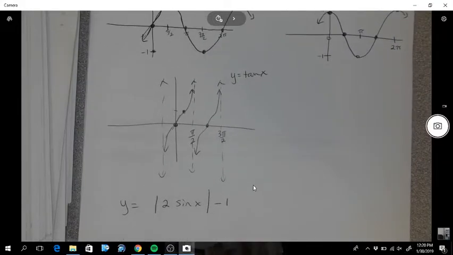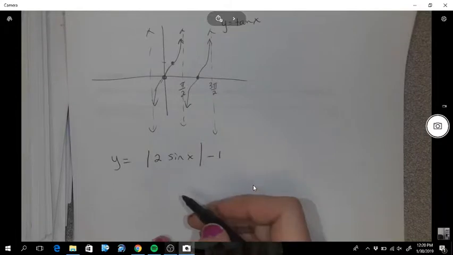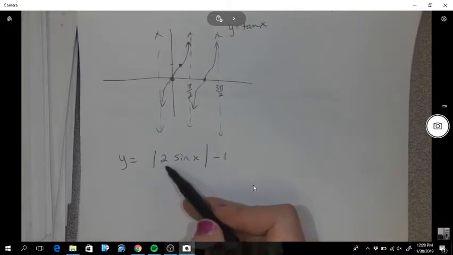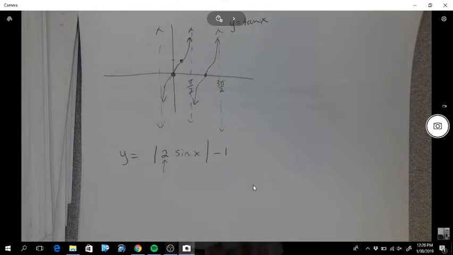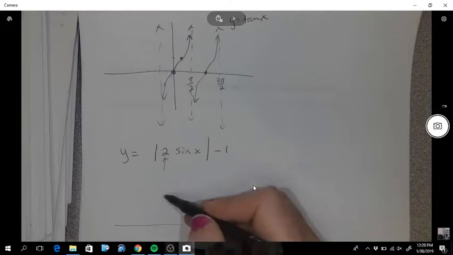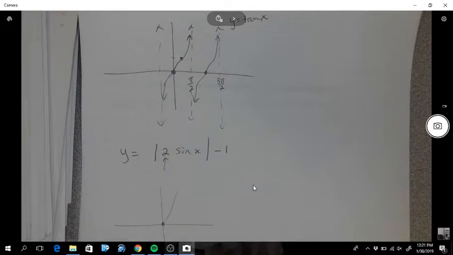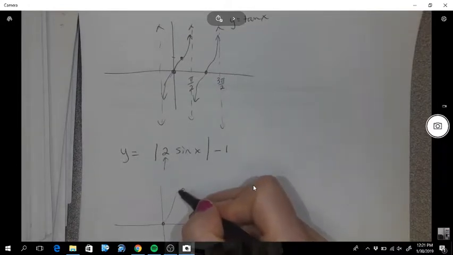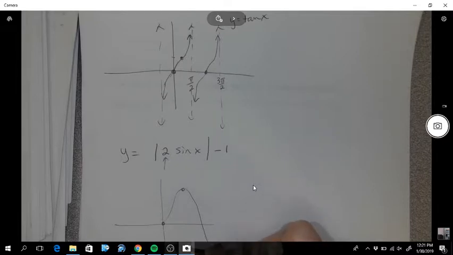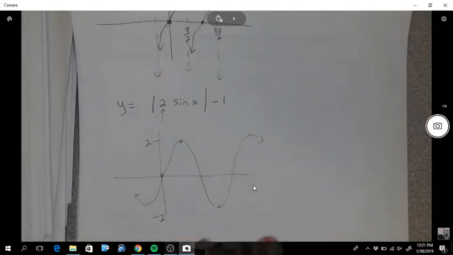Okay, so let's talk about this value first. That means we're vertically stretching it by 2. So here are my points. Instead of reaching a height of 1, it's going to reach a height of 2. Okay, so we know that it goes from negative 2 to 2. Okay, so that's my first idea.